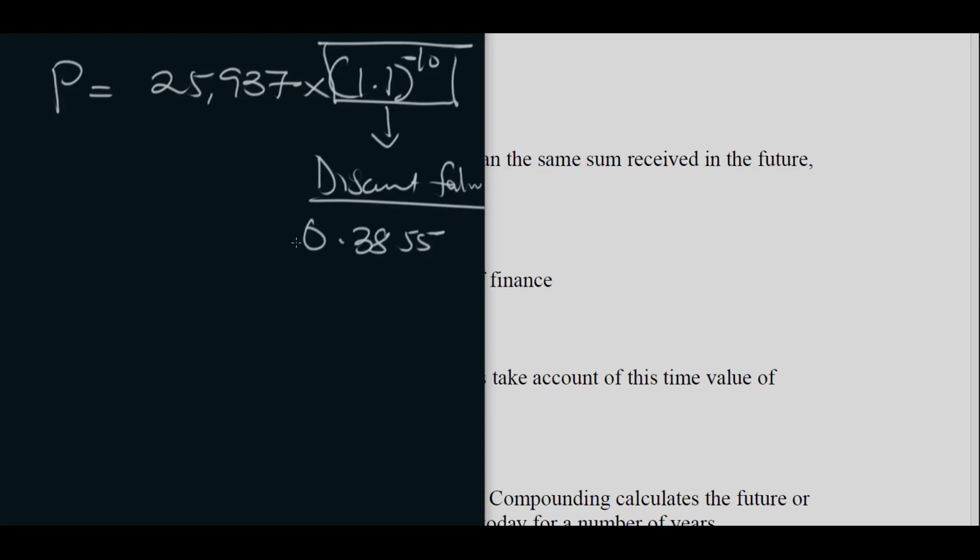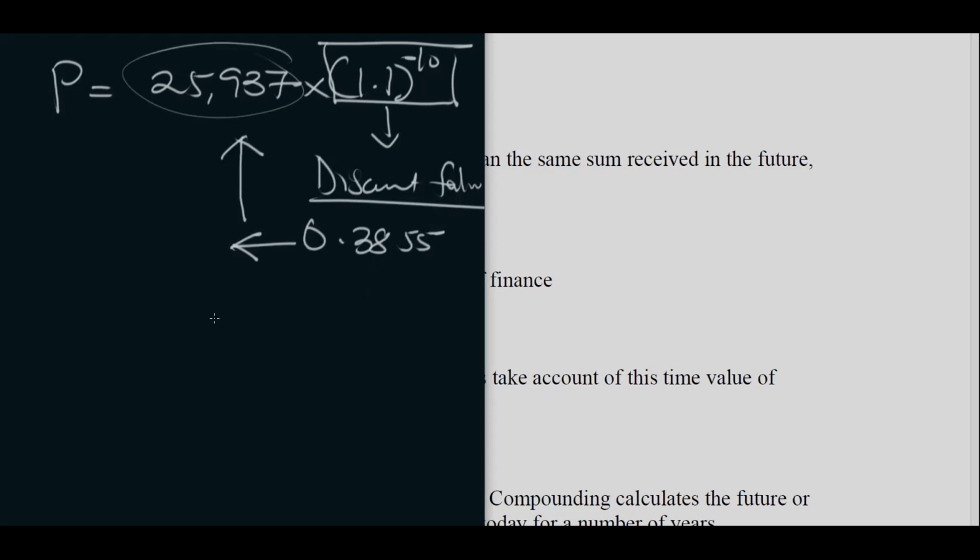Discounting means that, you see, this 0.3855 means that in the past, this money was only worth 38%. Are you listening? The money we put in the bank would be only worth what, 38% of this 25,937. It means that 38.55% of this money should be invested to grow to 25,937 after 10 years, meaning that it would have lost value of how much?